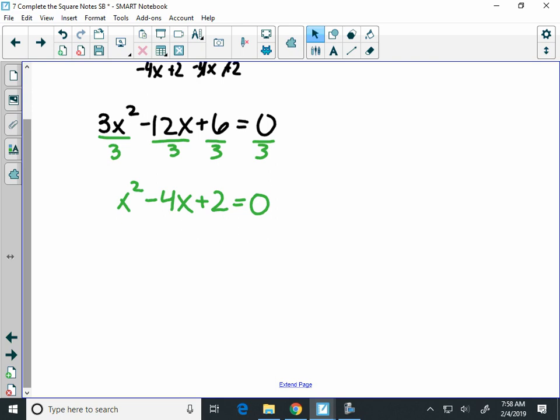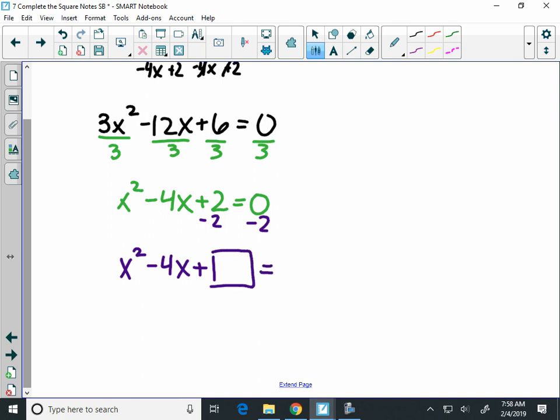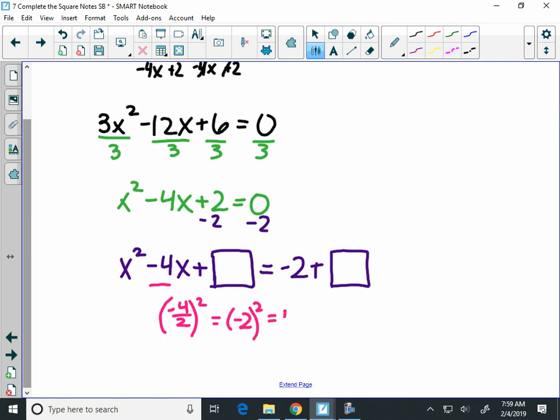All right, to complete the square, you're going to move the 2 to start and fill in your boxes. So I'll have x squared minus 4x plus a box equals negative 2 plus box. In that box, you take half of the middle term, so negative 4 over 2 squared. Half of negative 4 is negative 2, and negative 2 squared is positive 4. So I put a positive 4 in both boxes.